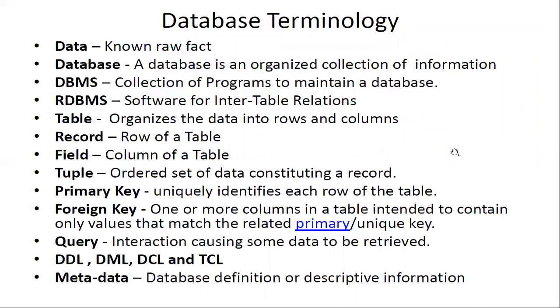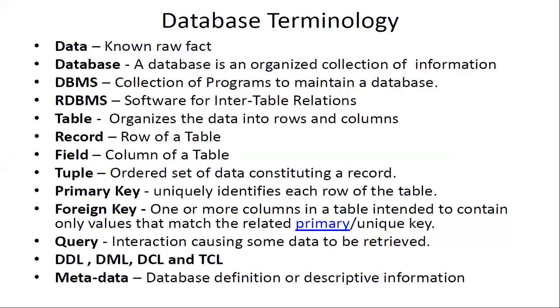And other important database terminologies. Data we already spoke about; it is a known raw fact. A database is an organized collection of information, or a collection of tables, or a collection of logically related data. A database management system is a collection of programs, or software, to maintain a database, right? All manipulation and management we do with the database management system. And RDBMS is software for inter-table relations, so you make a relationship between one table and another table. Generally a table organizes the data into rows and columns. What is a record? A row of a table is called a record, and a field is a column of a table. Then tuple, another term we use here: an ordered set of data constituting a record. Or simply, a set of records in a table, you can call tuples.